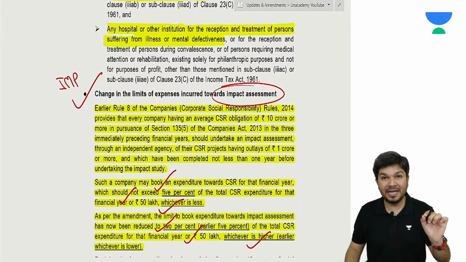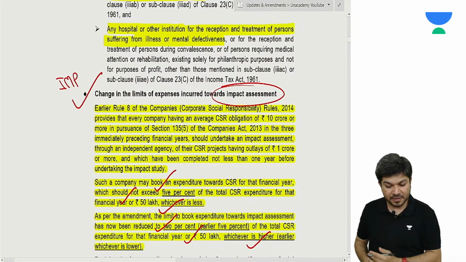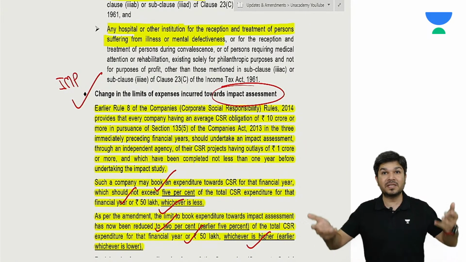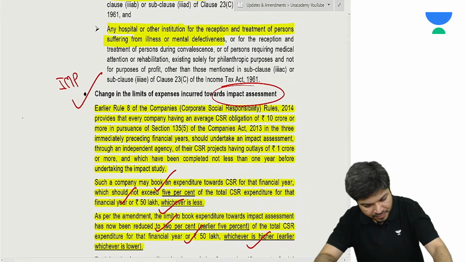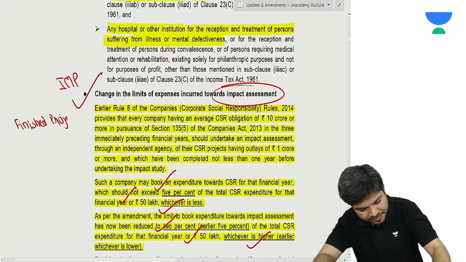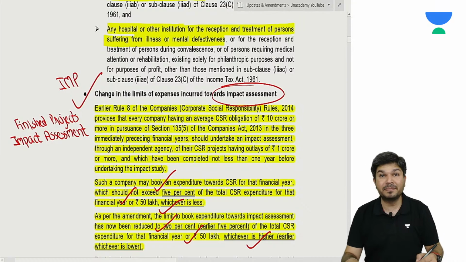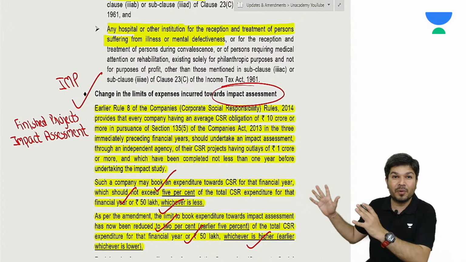Whenever a company has an average CSR obligation of 10 crores or more in the immediately preceding 3 years, you need to undertake an impact assessment through an implementing agency. Whatever CSR you have done, finished projects' impact assessment. And this was through an independent agency, required only for those projects which had a capital outlay of 1 crore or more.